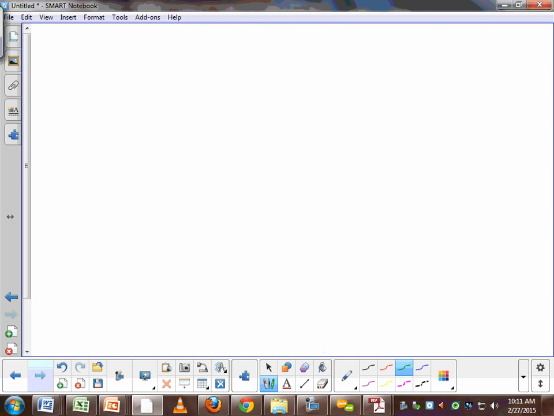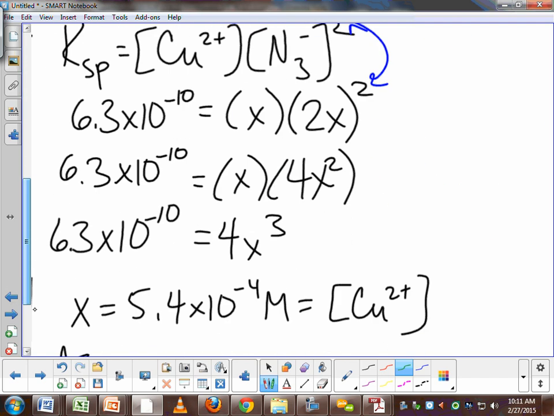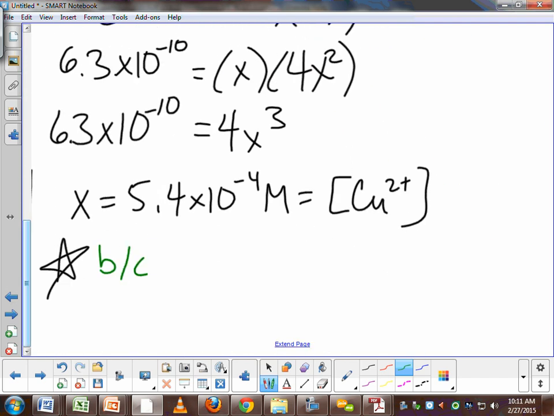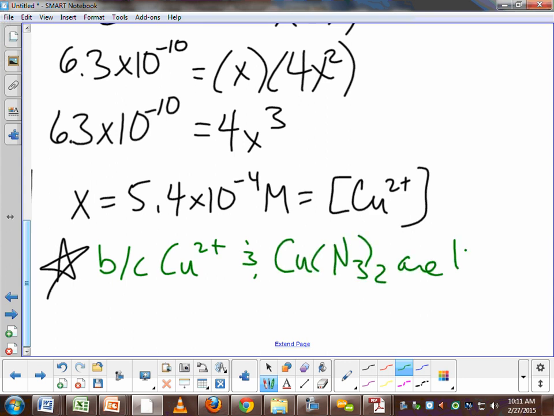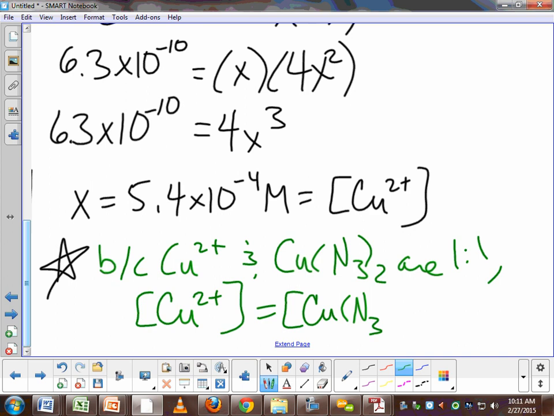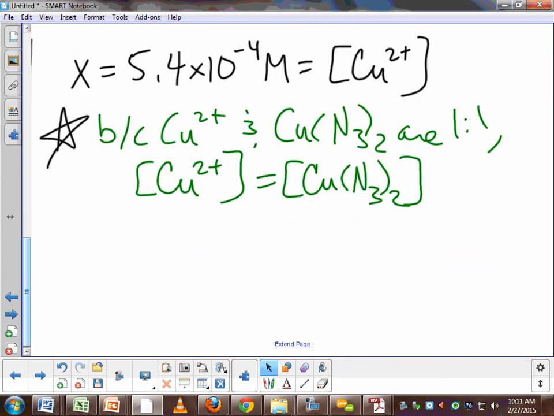So because the copper and the copper 2 azide are in a 1-to-1 relationship, the molarity of the copper is going to equal the molarity of the copper 2 azide. That's critical to answering this question. You won't be able to answer that question unless you make that connection.